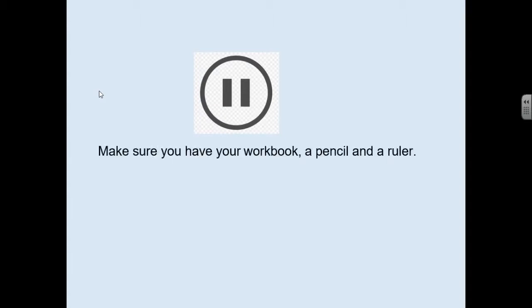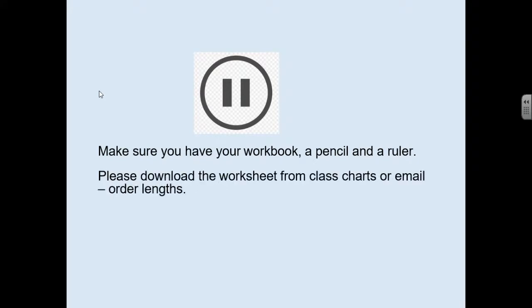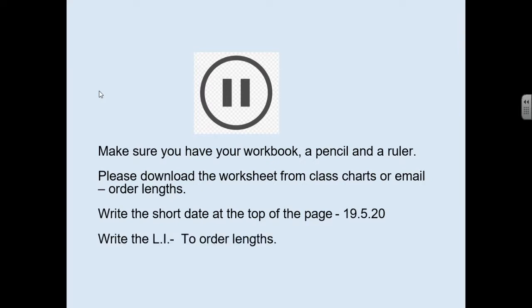Right, pause the video and make sure you have your workbook, a pencil and a ruler. Please download the worksheet from either Class Charts or the email that we've sent you. Write the short date at the top of the page, 19.5.20. Write the LI: to order lengths.